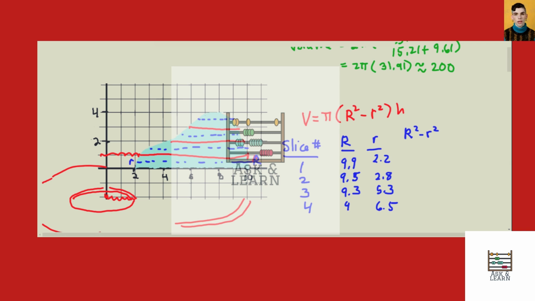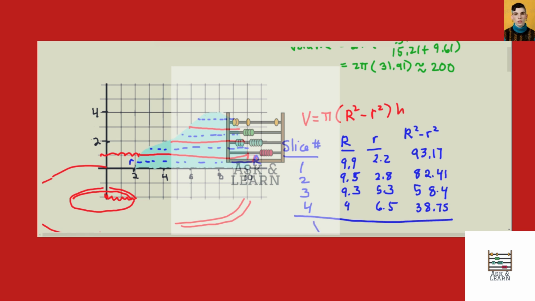9.9 squared minus 2.2 squared. So I got 93.17. 9.5 squared minus 2.8 squared, 82.41. 9.3 squared minus 5.3 squared, 58.4. And 9 squared minus 6.5 squared, 38.75.